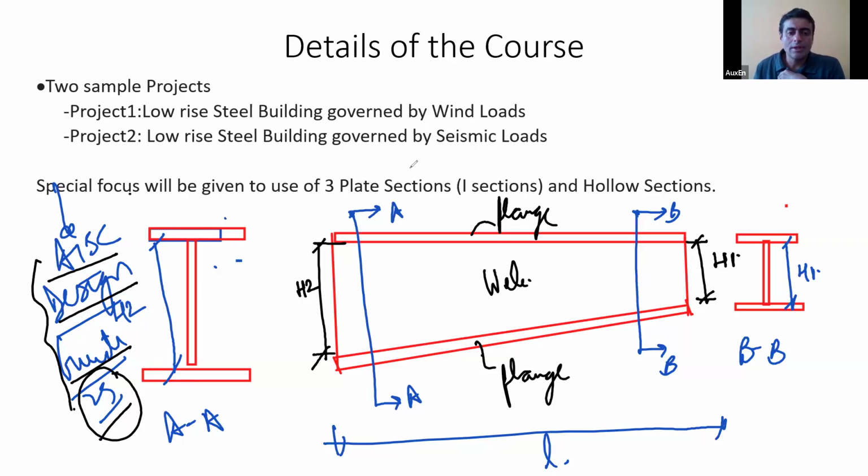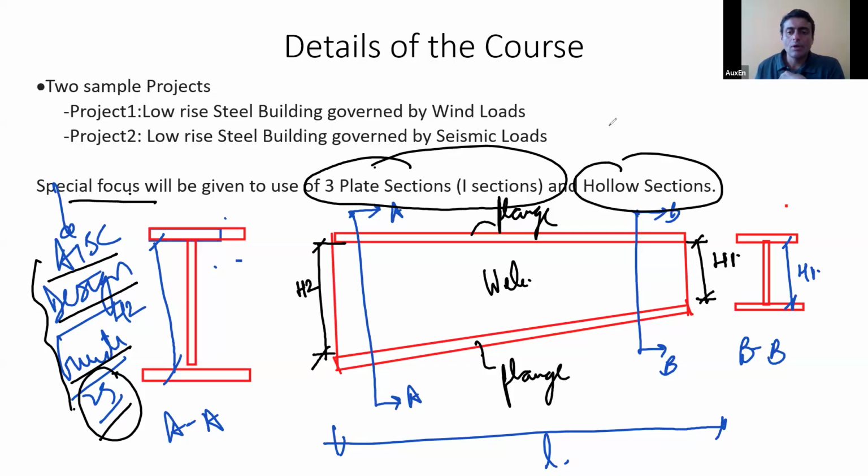So what I'm trying to tell you is that three plate I sections are very popular and one of the most commonly used steel sections. So we'll also focus more on them. And similarly, hollow sections are one of the other commonly used, popular sections. So we'll try to focus on them also. Now, can someone tell me why hollow sections are popular, or why they are used a lot?